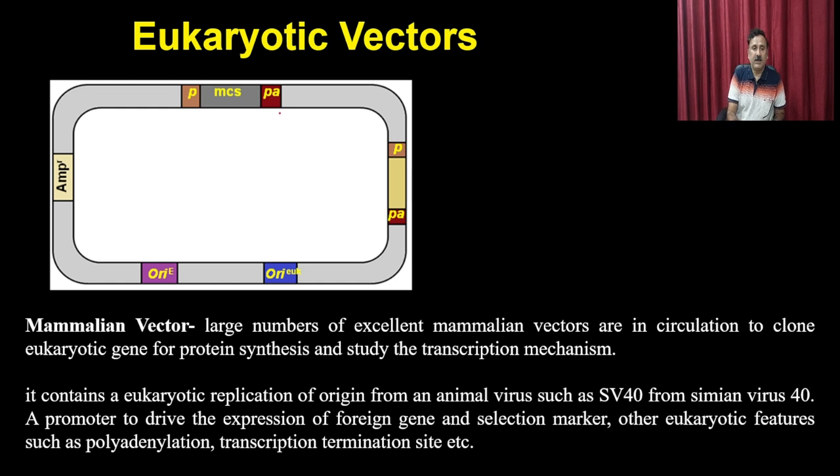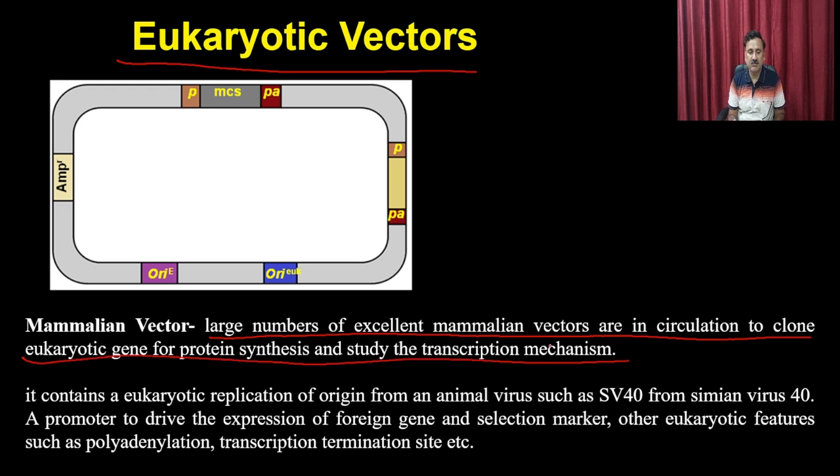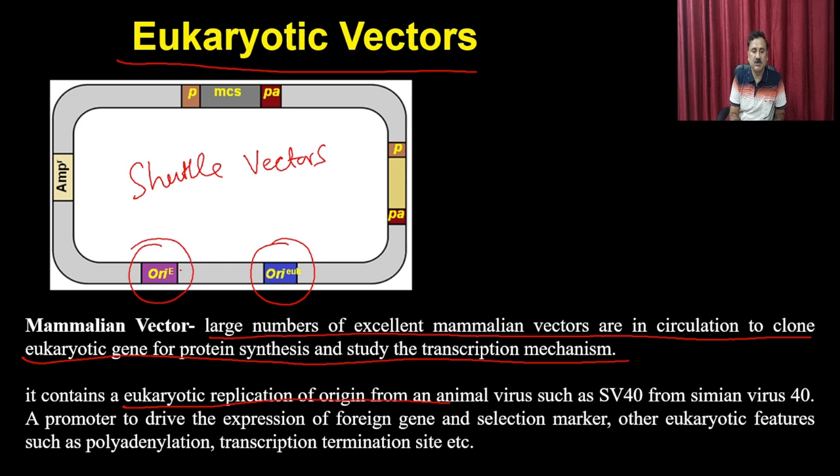Now let's talk about the eukaryotic mammalian vectors. This is a typical mammalian vector. A large number of excellent mammalian vectors are in circulation to clone eukaryotic genes for protein synthesis and to study the transcription mechanism. It contains a eukaryotic origin of replication. So it is actually a shuttle vector, because it is going to have two different types of origin of replication. It has a eukaryotic origin of replication, and it has the E. coli origin of replication, so it is a shuttle vector.